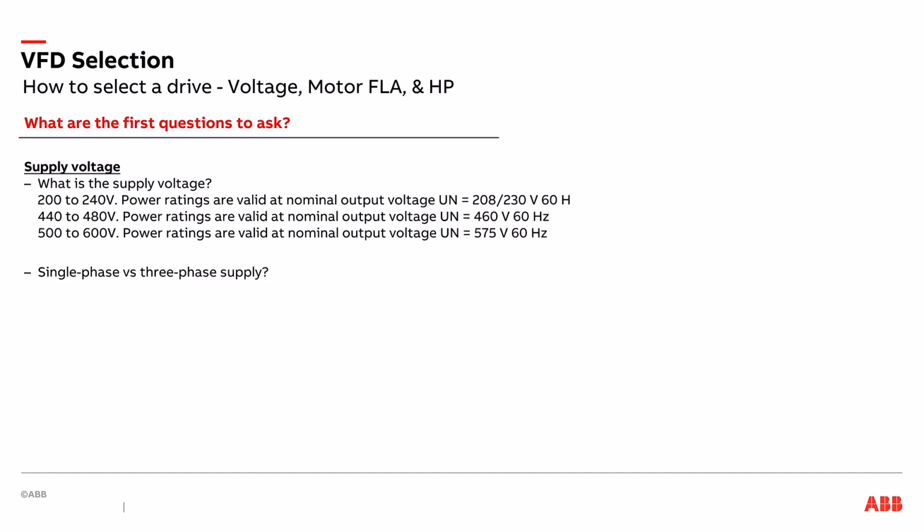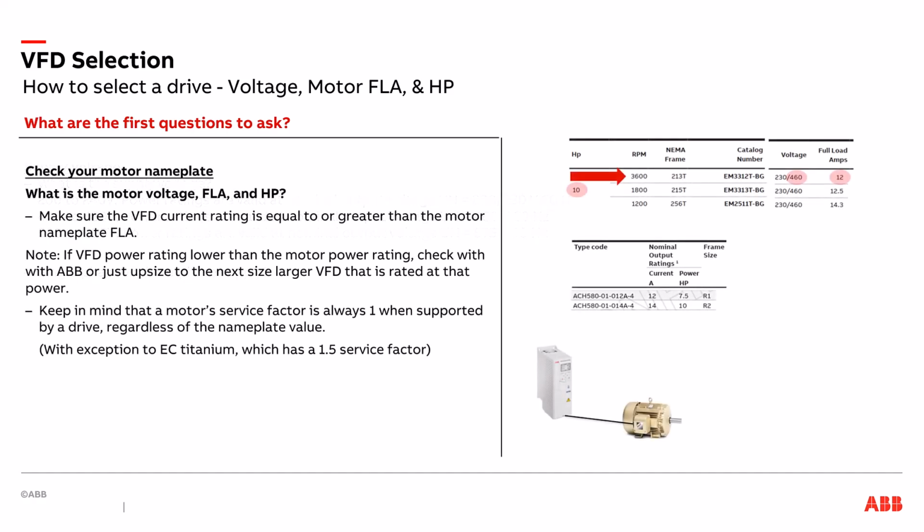But consult your hardware manual to ensure that the drive is able to support the output current needed, as well as the voltage that the motor requires. Now let's take a look at your motor nameplate. What is the motor voltage, the FLA or full load amps, and the horsepower of the motor? Make sure the VFD current rating is equal to or greater than the motor nameplate FLA.